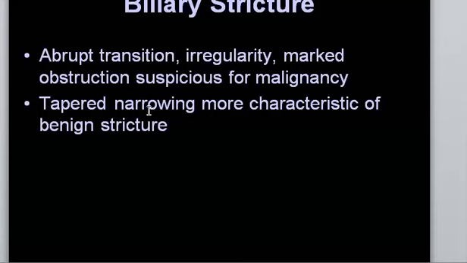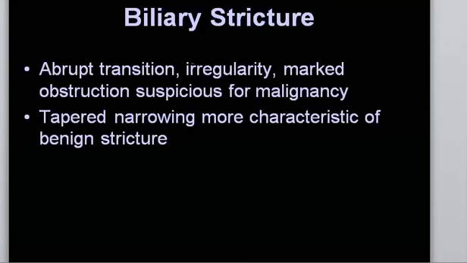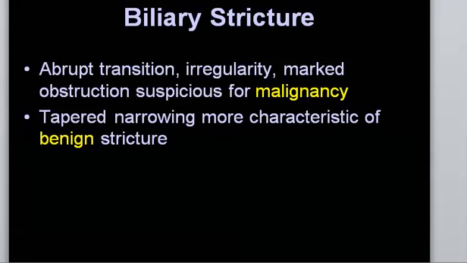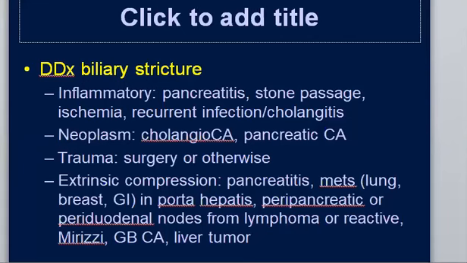So when you find a biliary stricture, try to characterize it: is it abrupt change or irregular change, or is there marked obstruction, then you are going for malignancy. If it is tapered and going with a smooth appearance, go for benign. You agree? Okay. Everyone agrees.